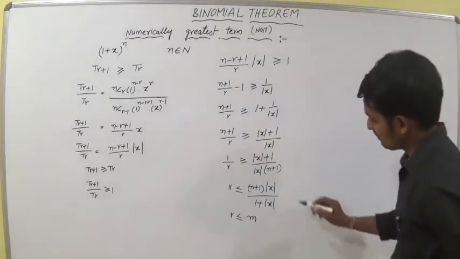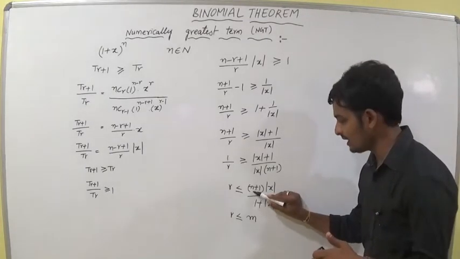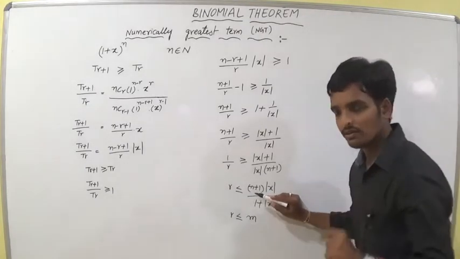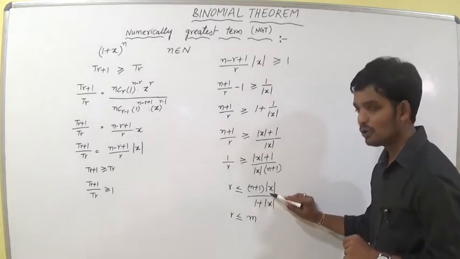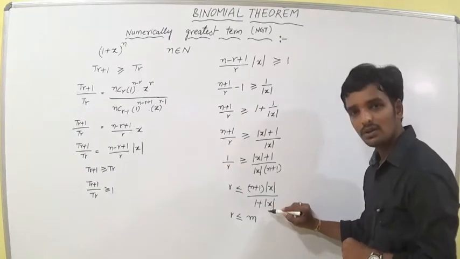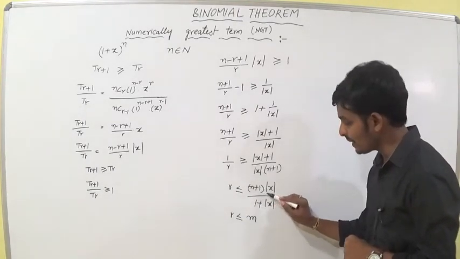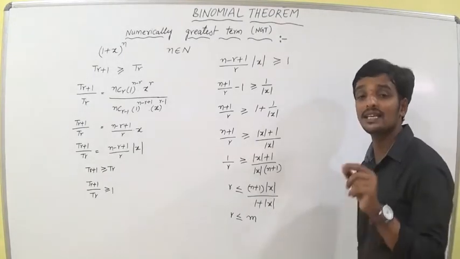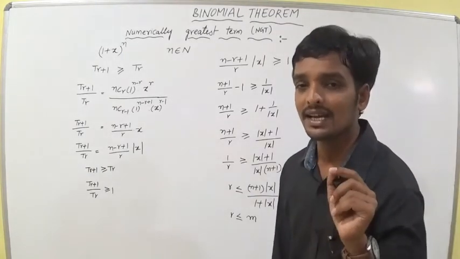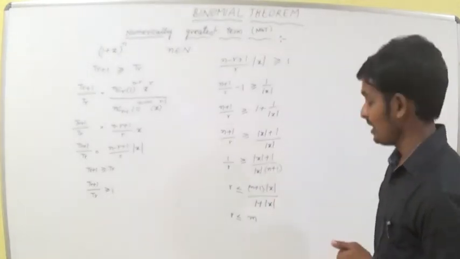Sometimes, for example, in one of the problems we are getting n value as 1. For example, 1 plus 1 into mod value 2: 1 into 2, 2 by (1 plus 2), so 2 by 3. 2 by 3 is not an integer. It is a real number, or irrational number.